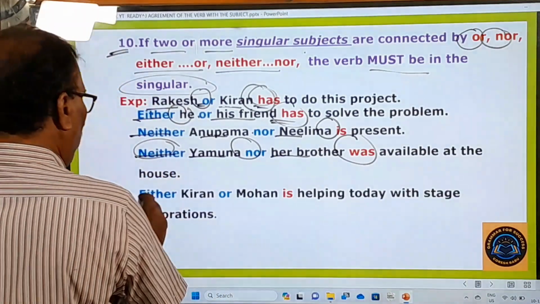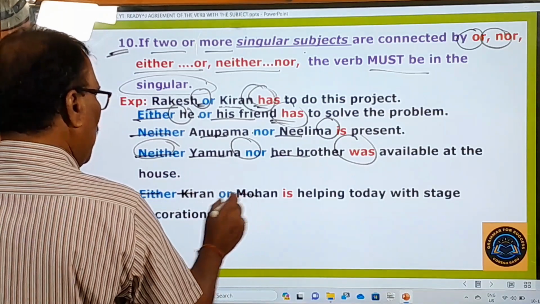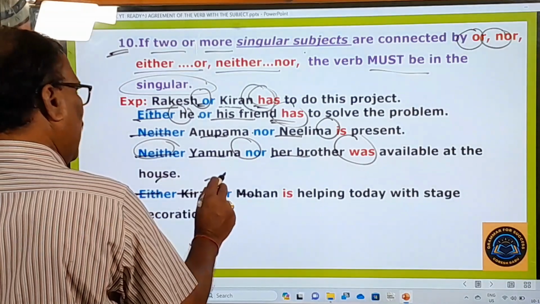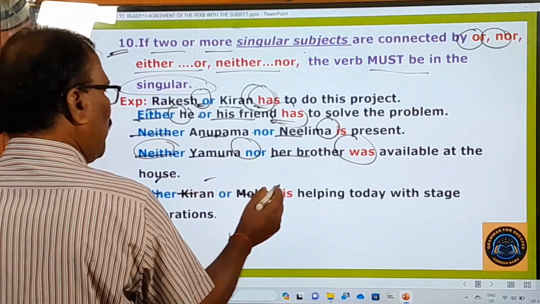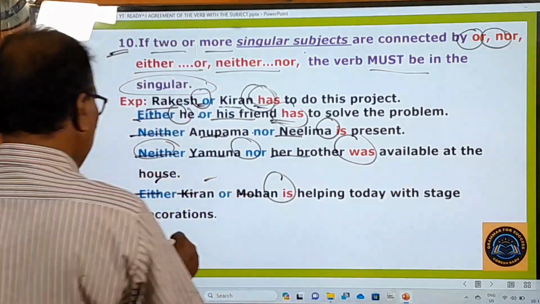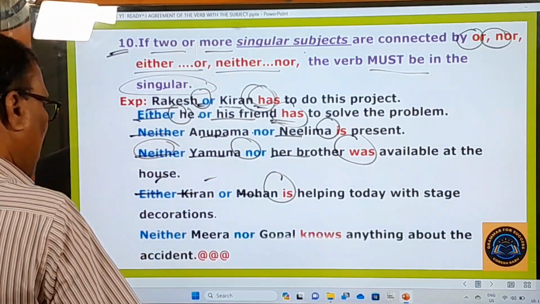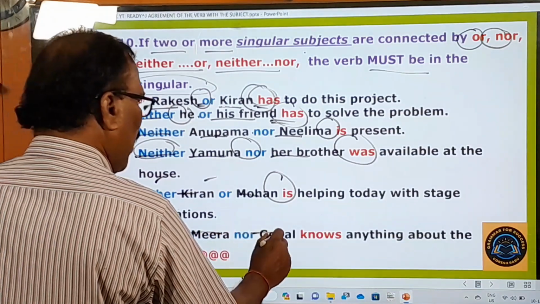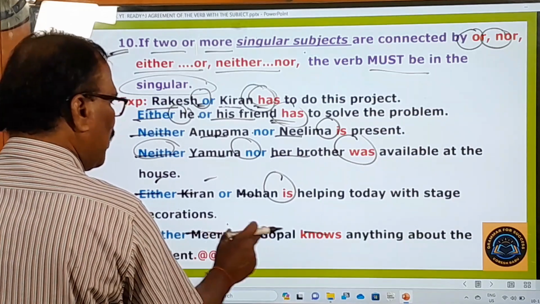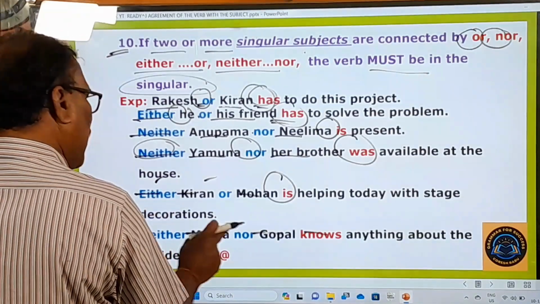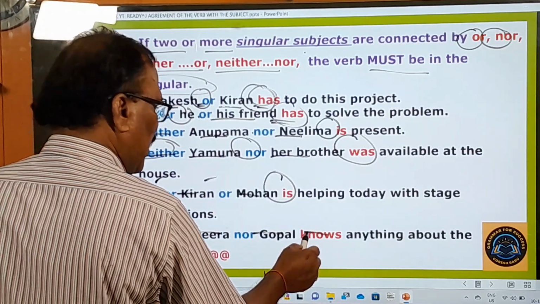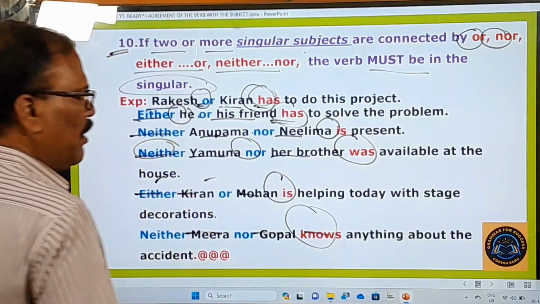And one more example, either Kiran or Mohan. So here Kiran and Mohan, these two singular subjects are connected by either or. So therefore we use only the singular helping verb in that sentence. He is helping today with the stage decorations. And last example here is neither Meera nor Gopal knows. Here neither nor. So Meera and Gopal, these are the two singular subjects connected by neither nor, and therefore the helping verb or main verb used is always in the singular. So here singular main verb is used here.